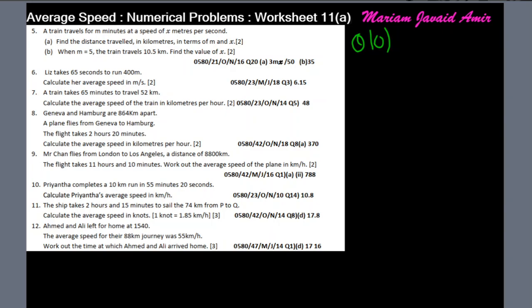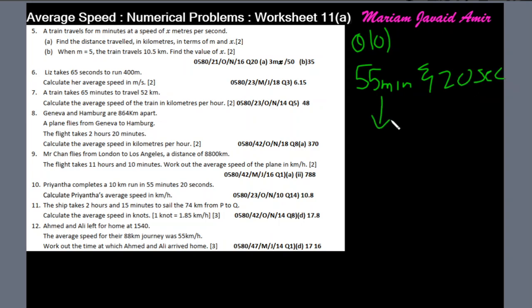Priyantha completes a 10-kilometer run in 55 minutes 20 seconds. Calculate Priyantha's average speed in kilometer per hour. So we need time in hours. So we have 55 minutes and 20 seconds. We need to change both of these into hours.